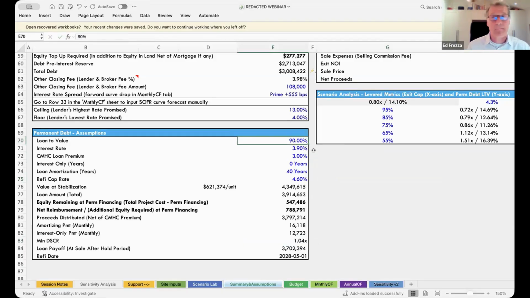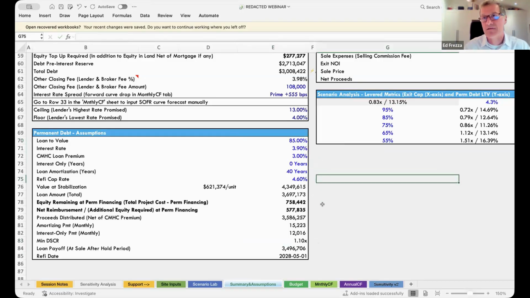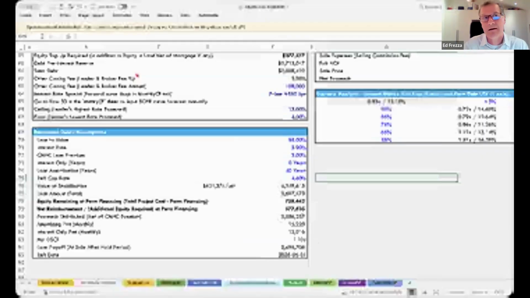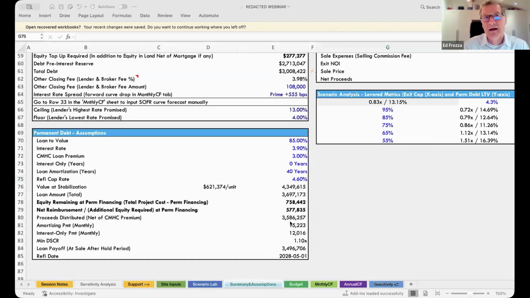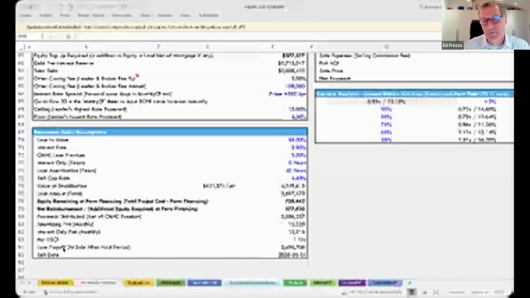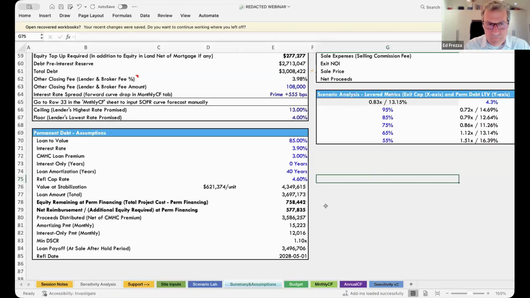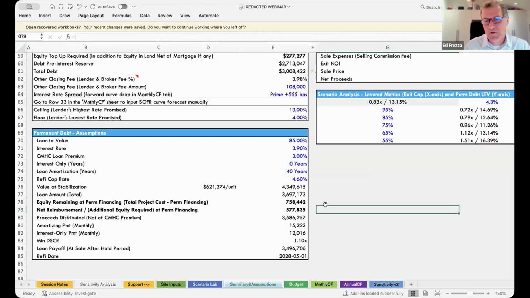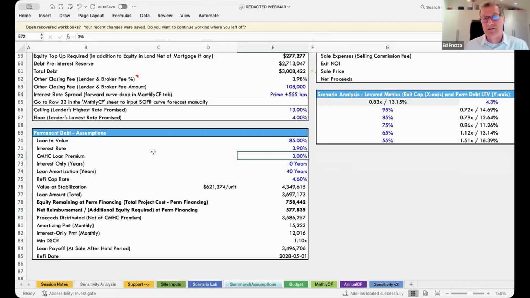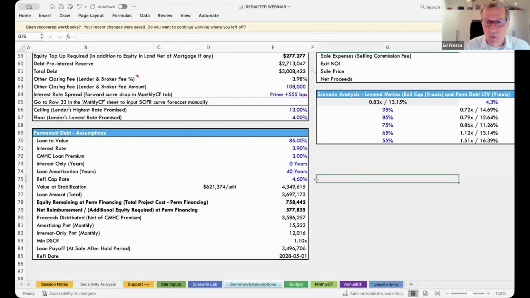which takes me back to my comment about parking and about storage and other ancillary services that you as a developer landlord can bring to the property to improve or enhance the cash flow as much as possible. So we've returned the loan to value at 85%. Current rates are 3.9%. You would have a 3% loan premium, which gets tacked onto the mortgage amount. So that doesn't actually come out of your pocket day one.